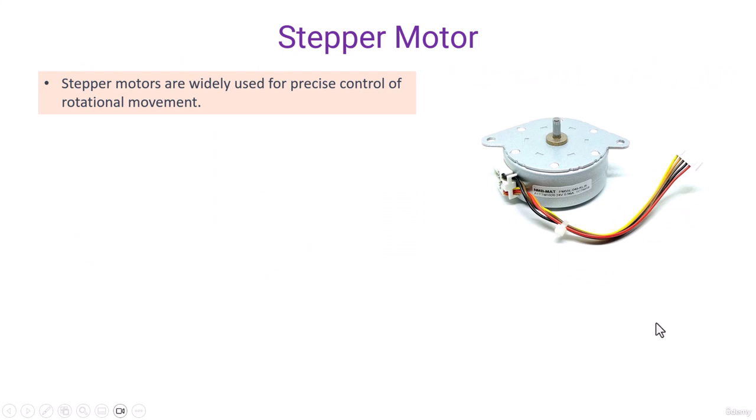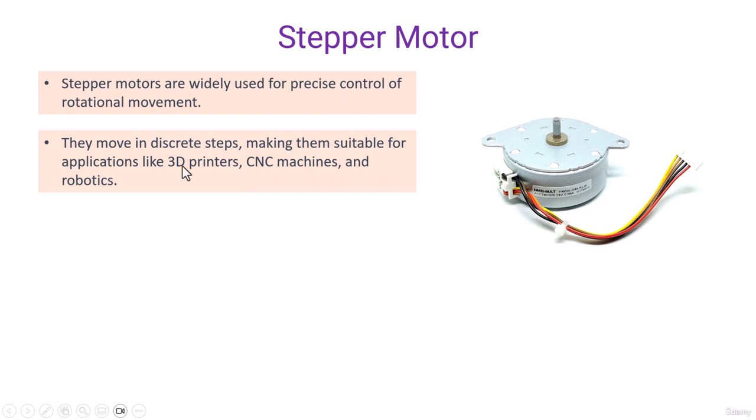These stepper motors are basically used for precise control of rotational movement. These motors can move in discrete steps. That is why they are especially suitable for applications like 3D printers, CNC machines and robotics.